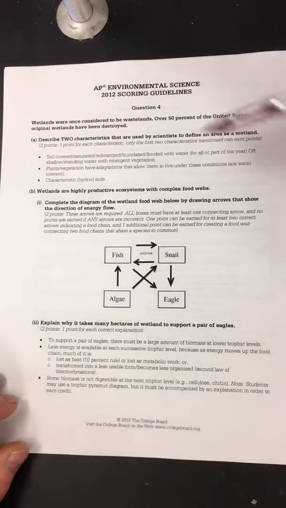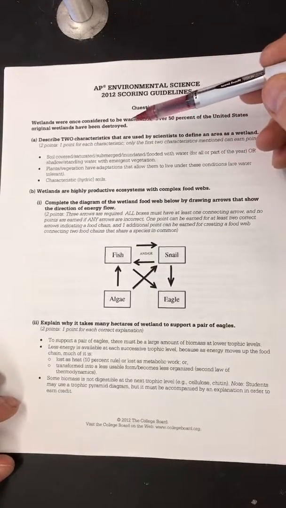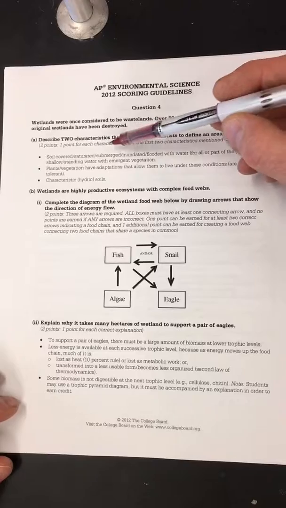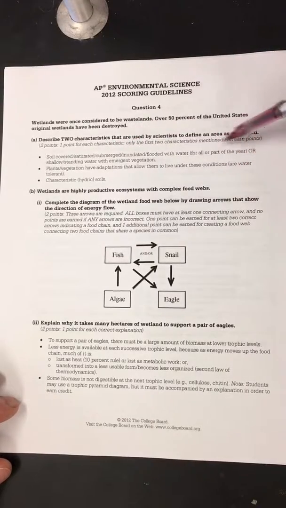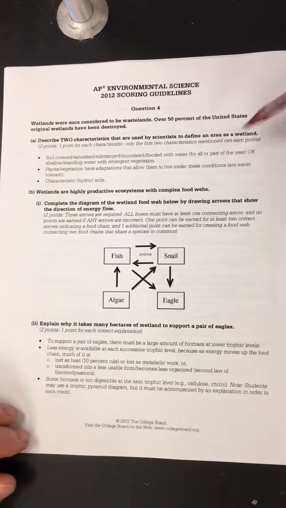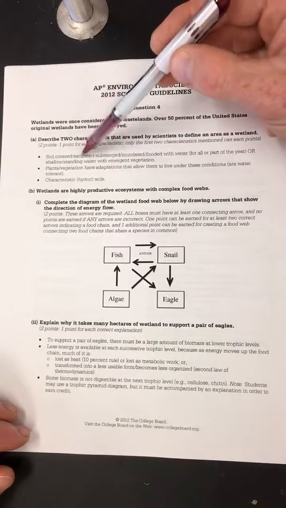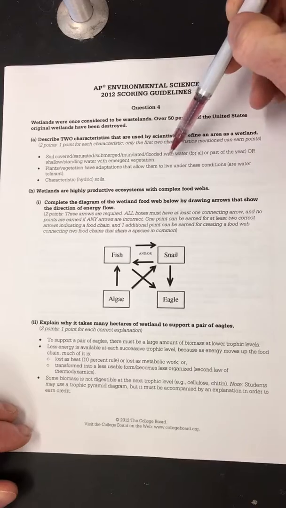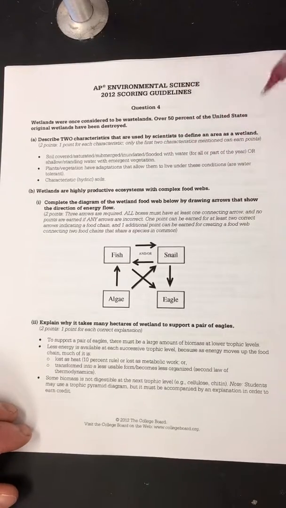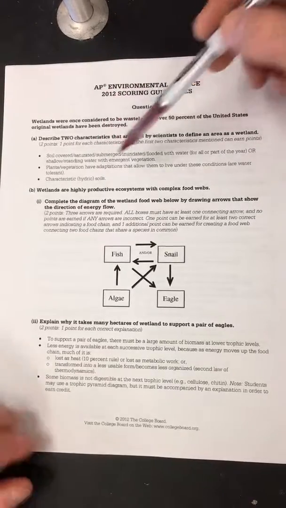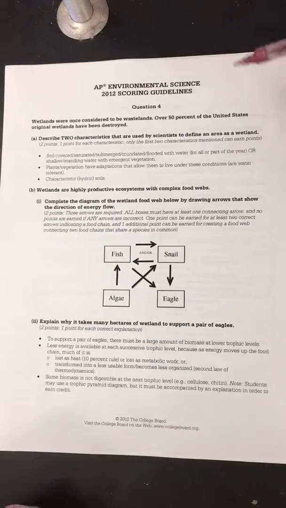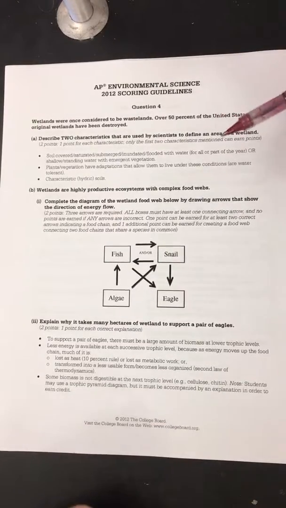Well, the first thing you need to know is that soil is covered, saturated, or submerged below the water for at least part or all of the year. Plant vegetation can also have adaptations to allow them to live under those conditions. They have to be water tolerant, and we call those plants emergent plants. Another characteristic is that the soil should be hydric, very wet all the time.